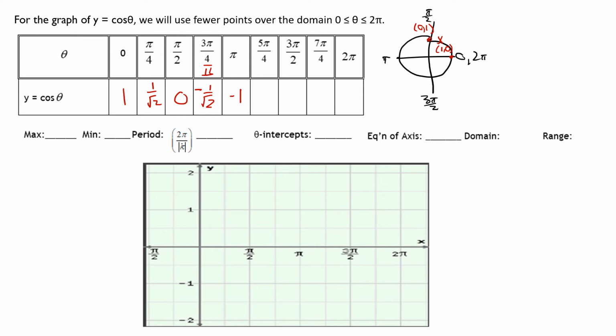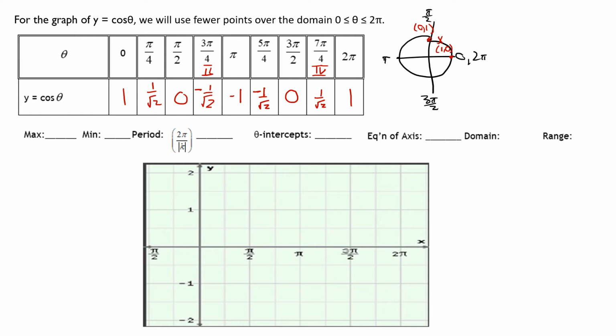5 pi over 4. So we know that pi over 4 is 1 over root 2, but 5 pi over 4 is in quadrant 3, and in quadrant 3 cos is negative. 3 pi over 2. 3 pi over 2 is down here. What is the x value right here? It's 0. 7 pi over 4. So it's a pi over 4, which means it's going to be 1 over root 2. Now you just have to think if it's positive or negative. What quadrant is that in? 7 pi over 4 is going to be positive because it's in quadrant 4. And then 2 pi is back to where we started at 1.